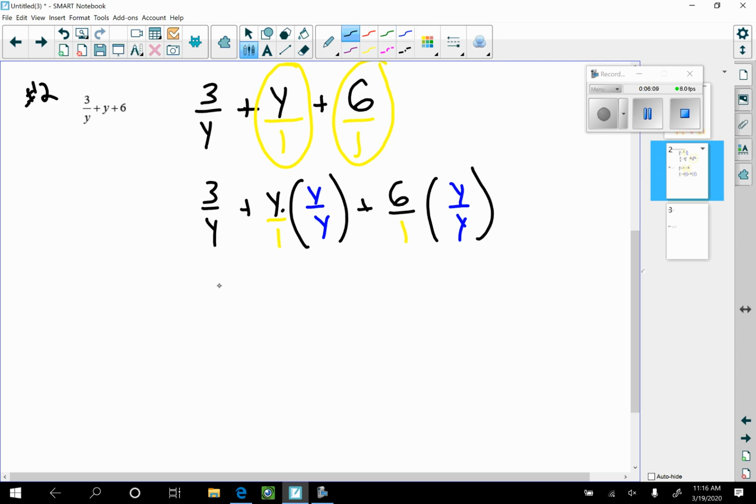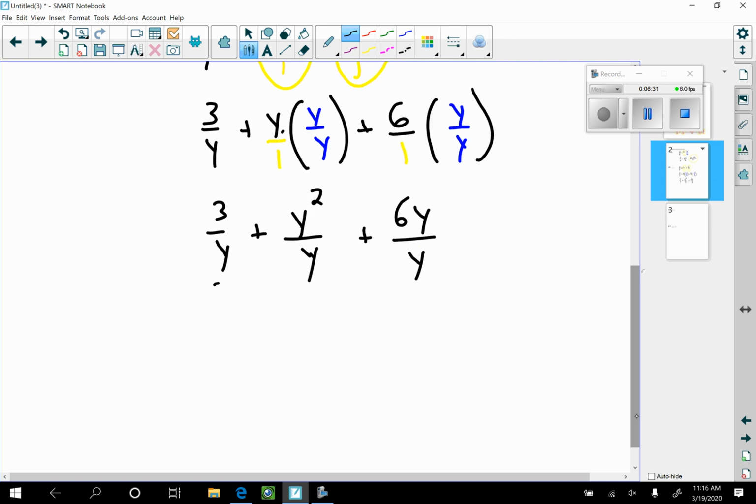So here we go. We have 3 over y. Y times y is y squared. 1 times y is y. 6 times y is 6y. 1 times y is y. So now I have like denominators. And now all I need to do is add the numerators. So the solution then is going to be 3 plus y squared plus 6y over y.